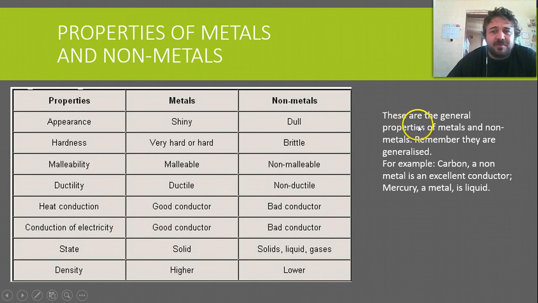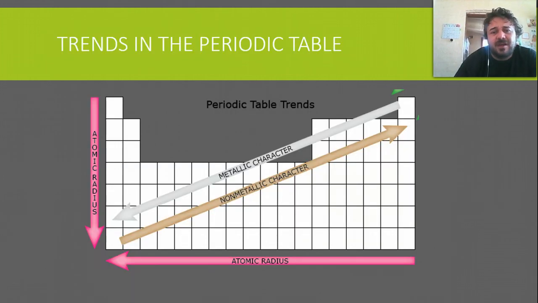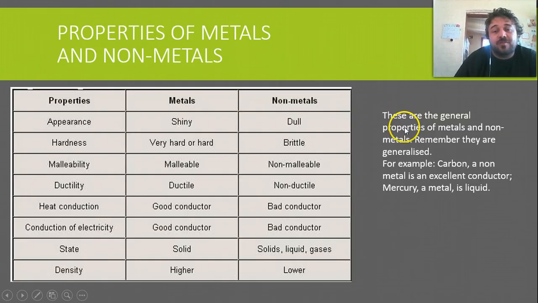These are generalized properties. Now, what that means is carbon, which is a non-metal, is a fantastic conductor of electricity. Mercury, which is a metal, is a liquid. Lithium, sodium, they're not super hard. You can cut them with a knife. So, yeah, it's generalized, but it's not always spot on. And if we go back to our metallic character, these ones over here, they fit the metallicness almost perfectly. And these ones over here, they fit the non-metallicness almost perfectly.